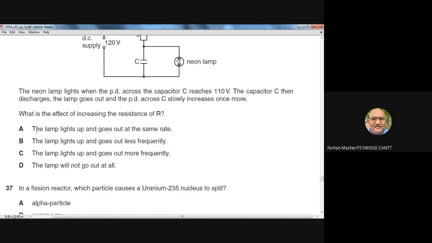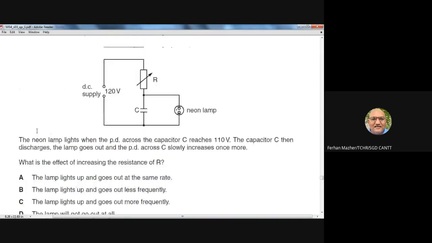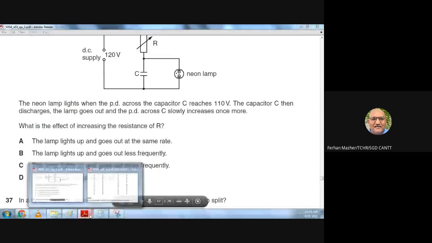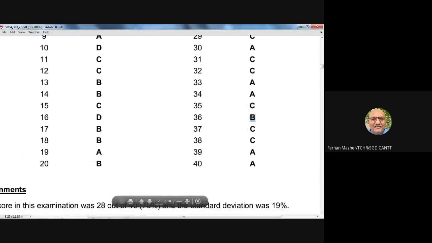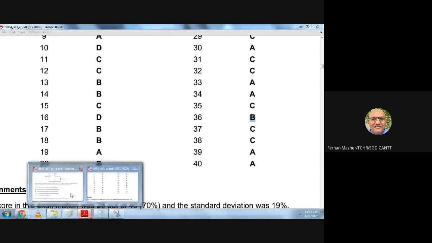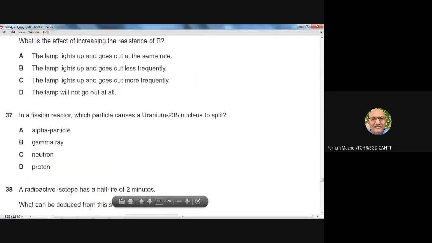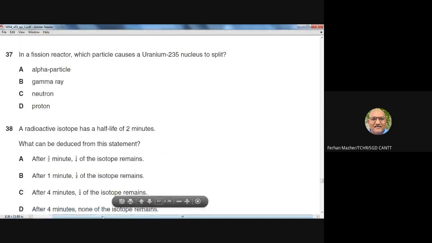So I think B is the choice. Question number 36, B is the right choice. This question was about the capacitors. So our students always have a little issue with the capacitors.